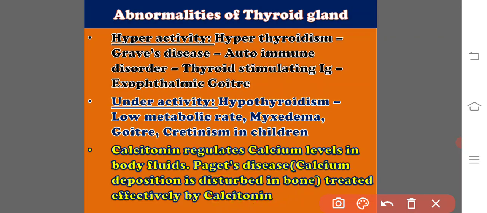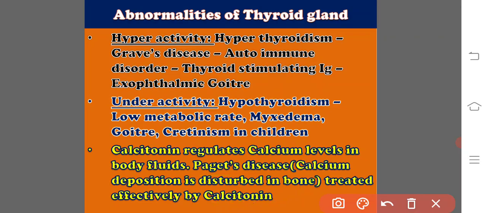That is, calcitonin binds to membrane-bound receptors of the osteoclast cells of the bone and inhibits them, which reduces the rate of bone matrix breakdown and the release of calcium ions from the bone into the blood. So this is effectively used in the Paget's disease. That is, Paget's disease is effectively controlled by the administration of calcitonin.